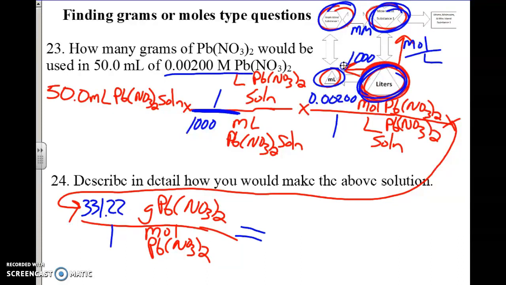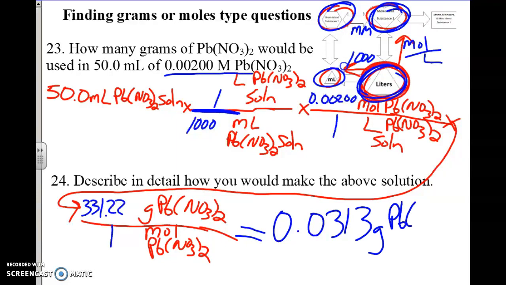We crunch all of that data, and we end up getting an answer of 0.0313 grams of PbNO3, or lead 2 nitrate.